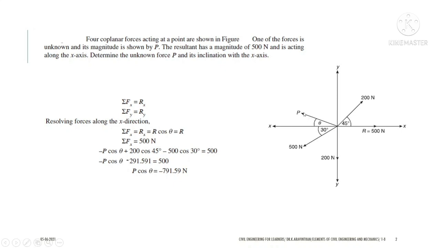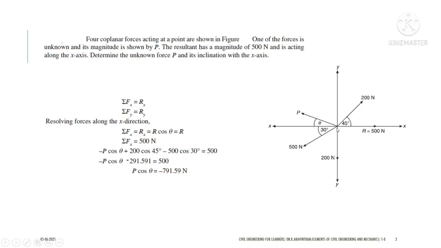First let us take P cos theta. When resolving horizontally you should use cos theta, and minus P cos theta is written here. Why? Because P is acting on the left hand side. And 200 cos 45 degree, after resolving, will move to the right hand side. Hence this is plus 200 cos 45. The 500 kilonewton force is acting inclined to the left hand side. Hence 500 cos 30 will be minus, so minus 500 cos 30.